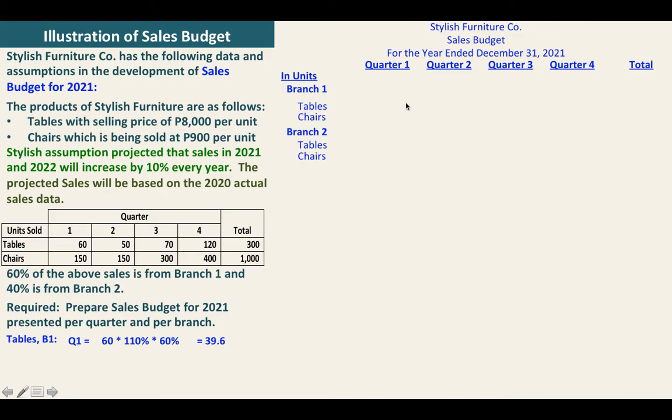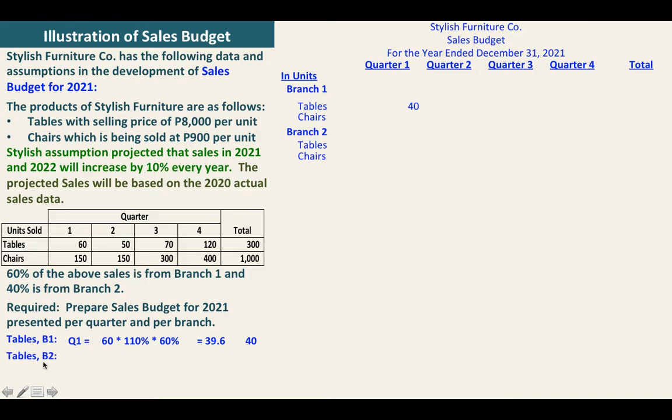So our presentation in our sales budget in units should be rounded off. There should be no decimal places, okay? Because you cannot sell an incomplete unit, okay? 0.6 would mean it's not completed. So here, for quarter 1, branch 1, tables is 40, based on our calculation.